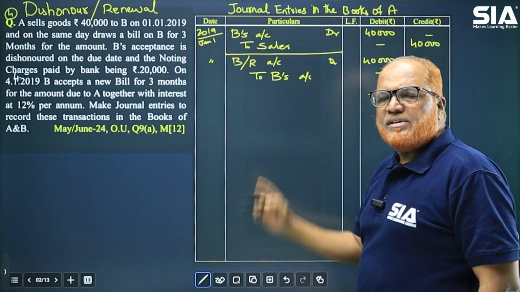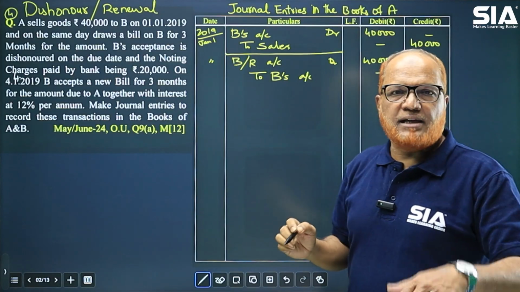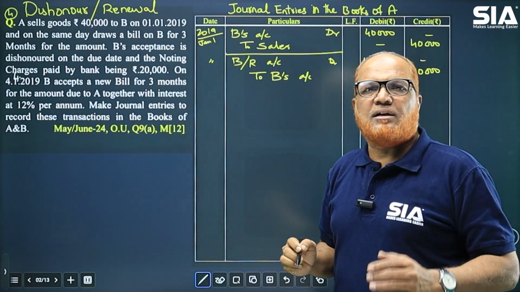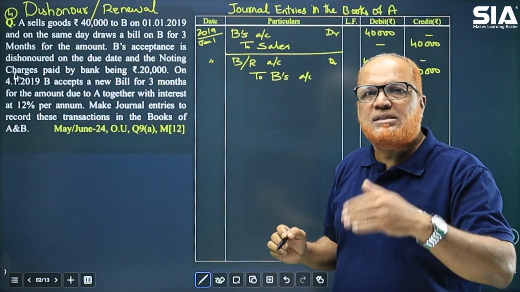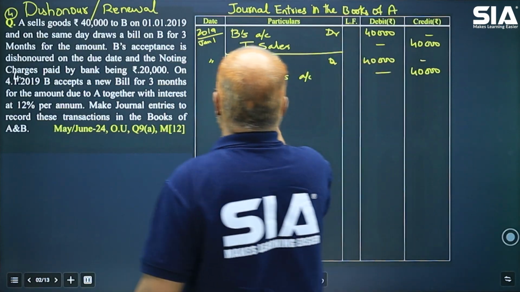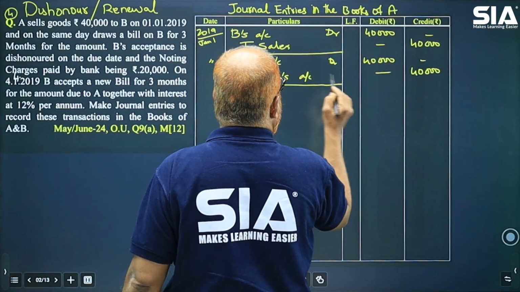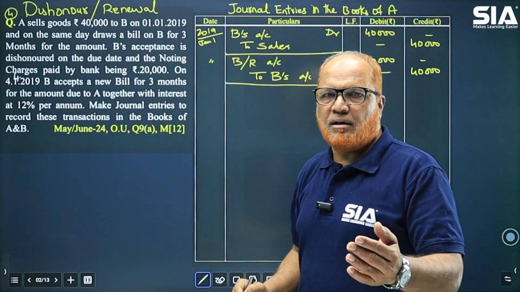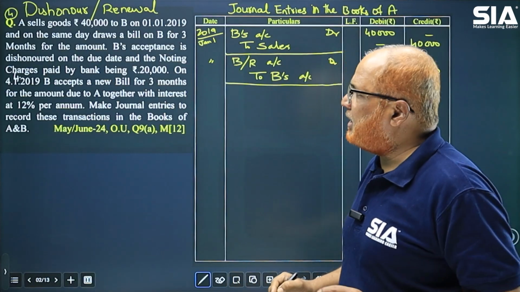Now see here, the first entry is regarding the sale transaction. The second entry is the transaction for bills receivable received. So bills receivable account debtor to B's account. This is the entry for the bill received, the acceptance of B received.